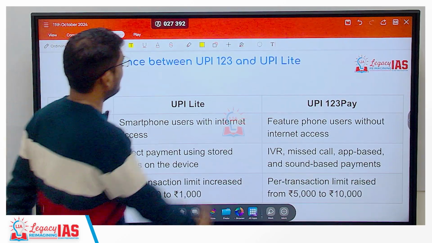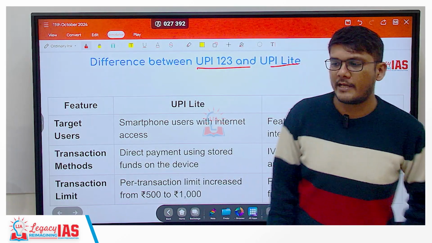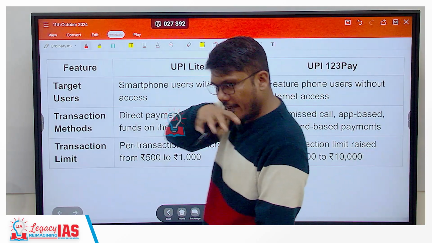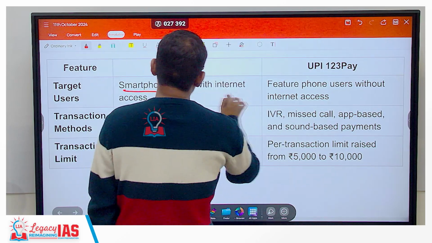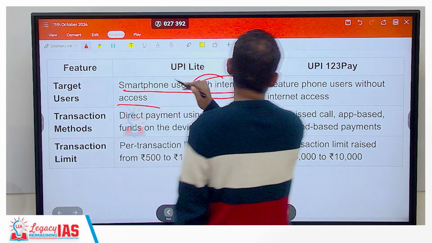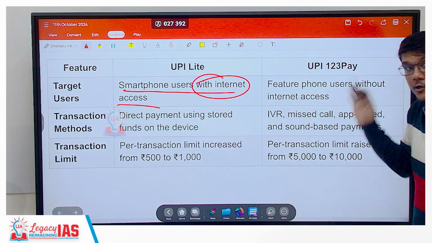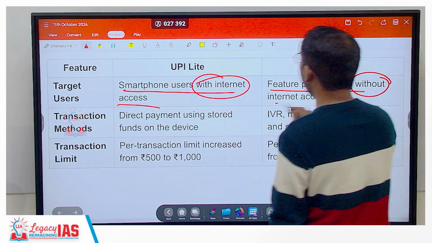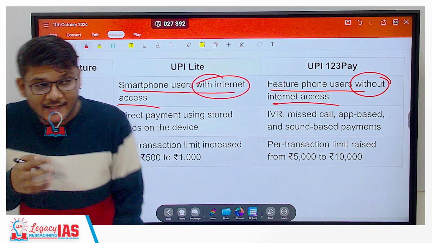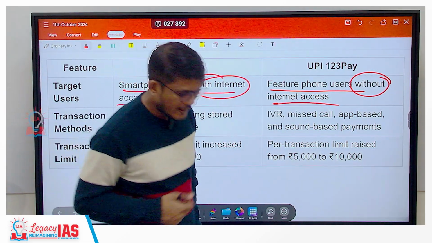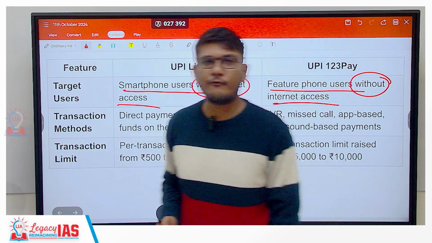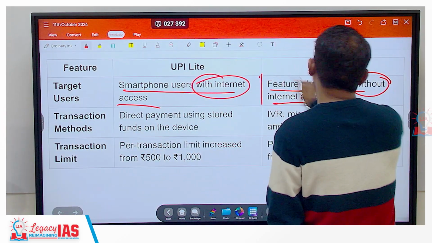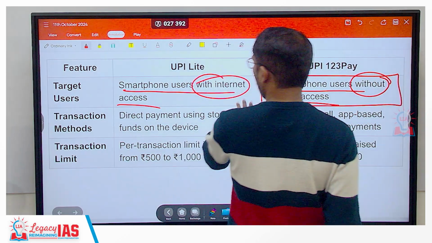Now coming on to the difference between UPI 123 and UPI Lite. Very important, especially for prelims. I again repeat, UPI Lite is for smartphone users with internet access. Now UPI 123 Pay is available for feature phone users without internet access. So imagine the importance of UPI 123. Even without a smartphone, if you just have the feature phone, still you can make the transaction. That is the significance. Remember, this point can be a direct question statement.